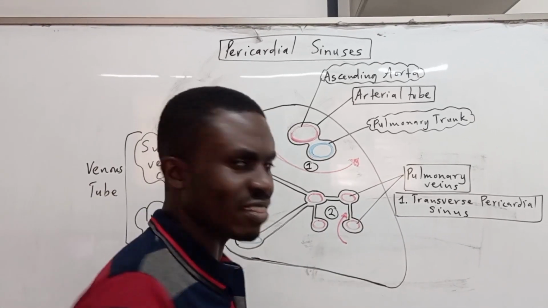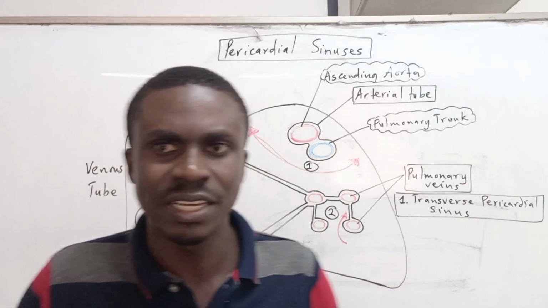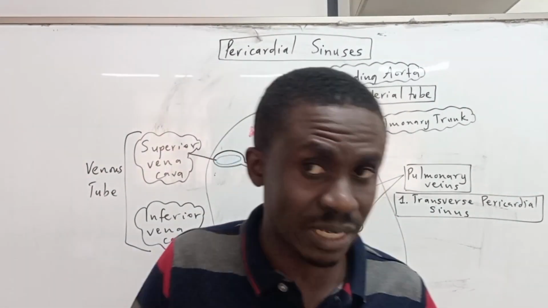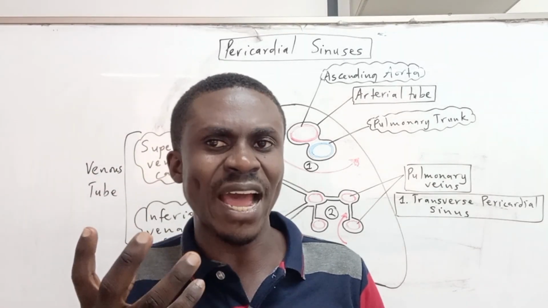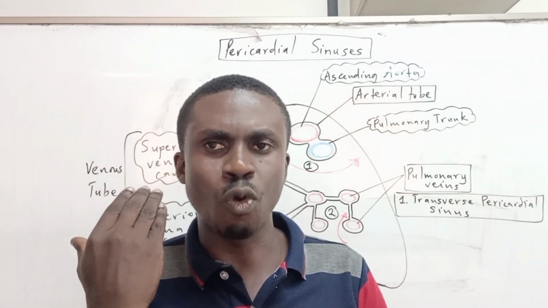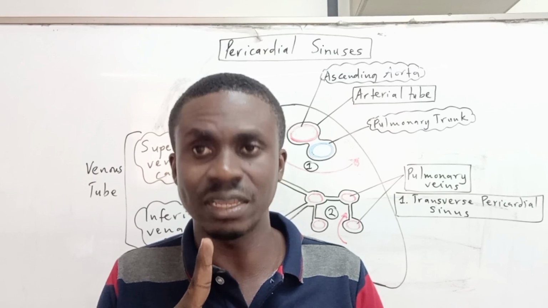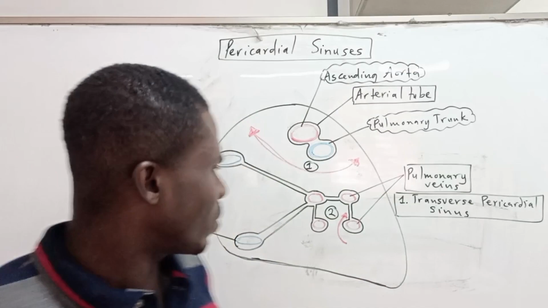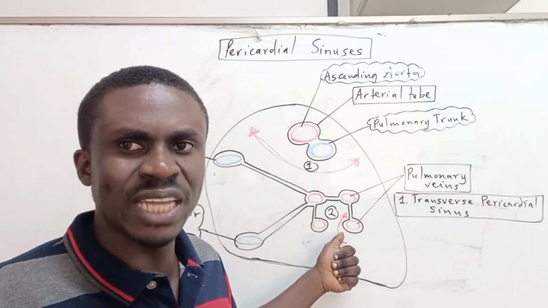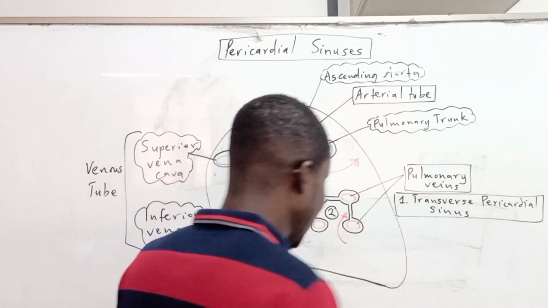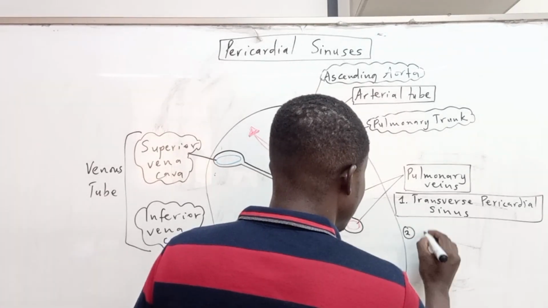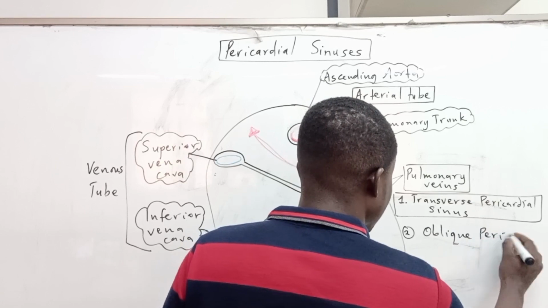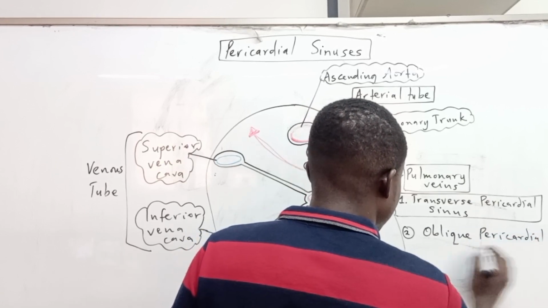Now remember, I said that these pulmonary veins are opening into what we call the left atrium of the heart. Remember, now the left atrium of the heart is the most posterior component of the heart. Yes, the most posterior component of the heart. So whenever you are looking for this number 2 sinus, which you call oblique sinus, number 2 is called oblique pericardial sinus.